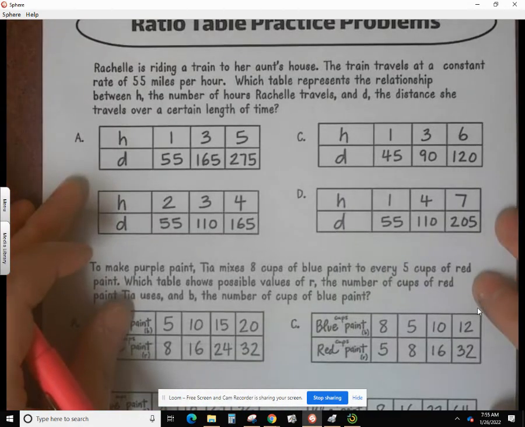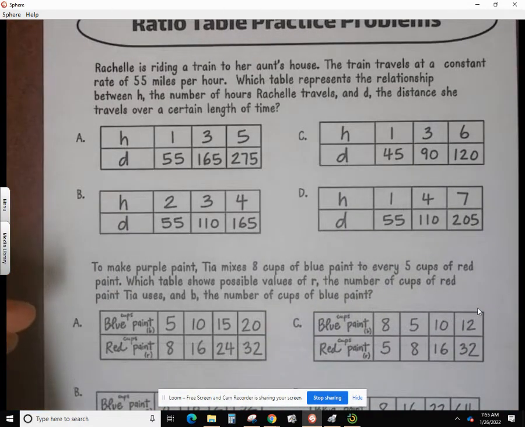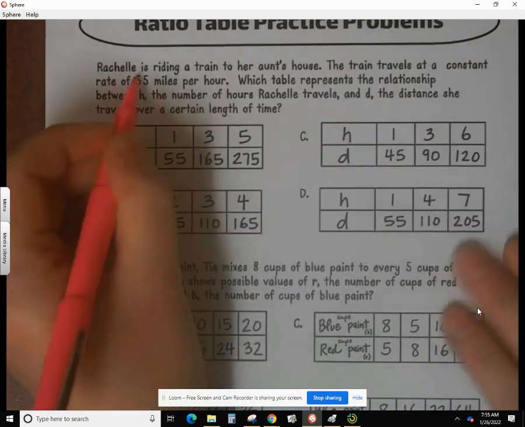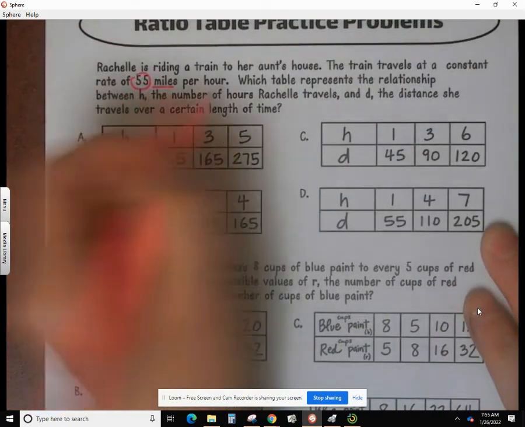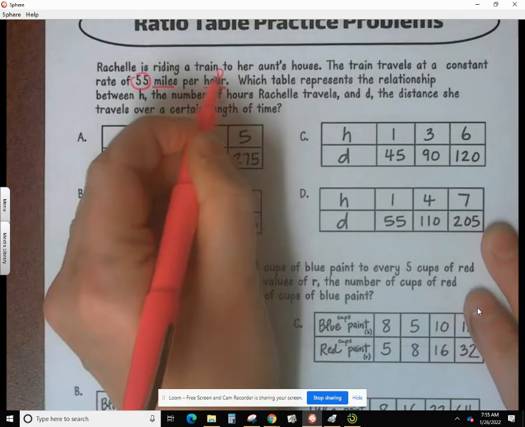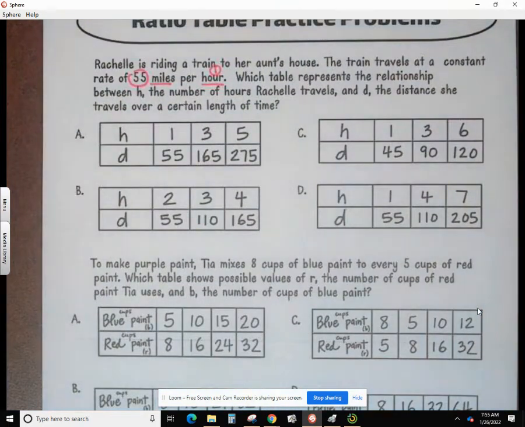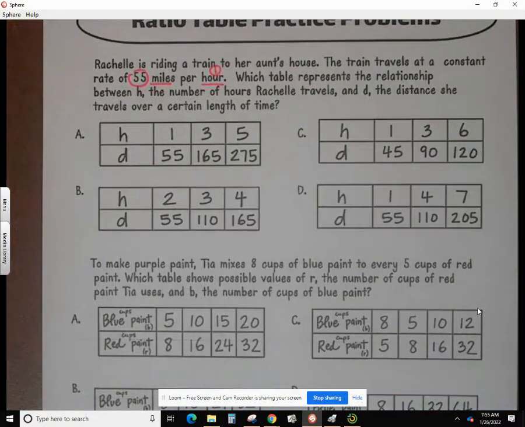Let's look at some example problems so you understand how this could be tested. Problem number 1 says, Rachel is riding a train to her aunt's house. The train travels at a constant rate of 55 miles per hour. So when it says 55 miles per hour, put a little 1 by that. That means 1 hour because there's no S on the end. Which table represents the relationship between H, the number of hours Rachel travels, and D, the distance she travels over a certain length of time?